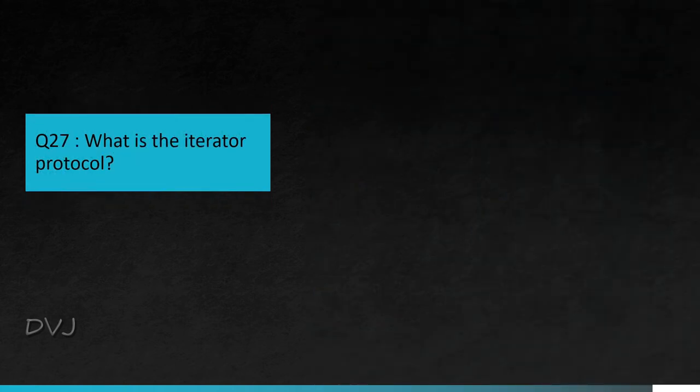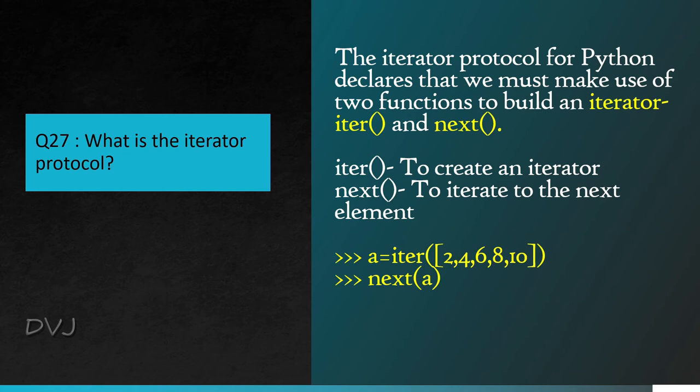Question number 27. What is the iterator protocol? The iterator protocol for Python declares that we must make use of two functions to build an iterator, iter and next. Iter, to create an iterator. Next, to iterate to the next element.